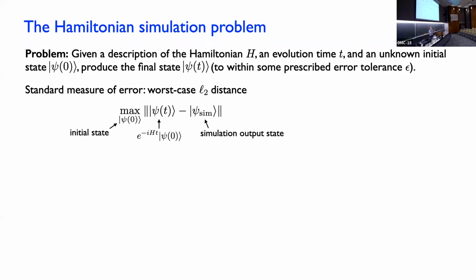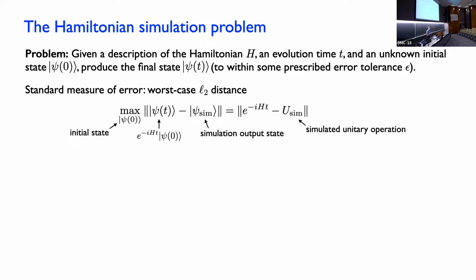So that's the worst case. It's worst case over all possible initial states of the system. And the distance measure is the distance induced by the L2 norm, right? So we look at the difference between the actual state that we get when we evolve the system and the state that was produced by the simulator on that given input psi of 0. We demand that the distance between those states is at most epsilon, no matter what the initial state might have been for the computation. Okay, all right, so that's the notion of error that we're going to use.